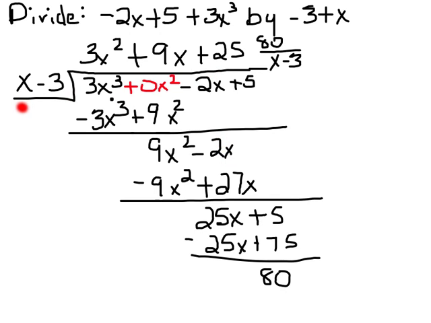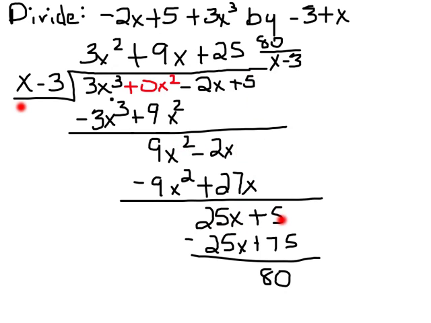Then we divide again. X times what is 9x squared? It'll go 9x times. Now we multiply. 9x times x is 9x squared. We subtract. 9x times negative 3 is negative 27x. We subtract. We change that sign. Okay? Now we do our subtraction, and 27x minus 2x is 25x.